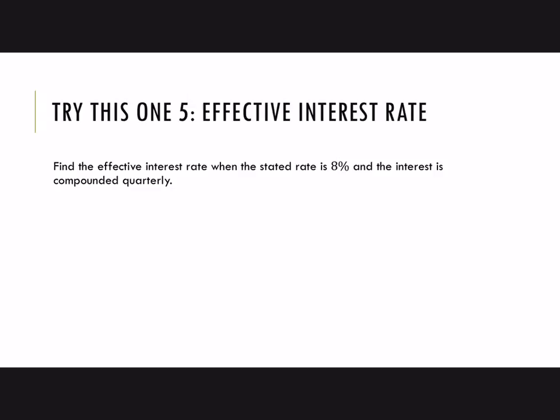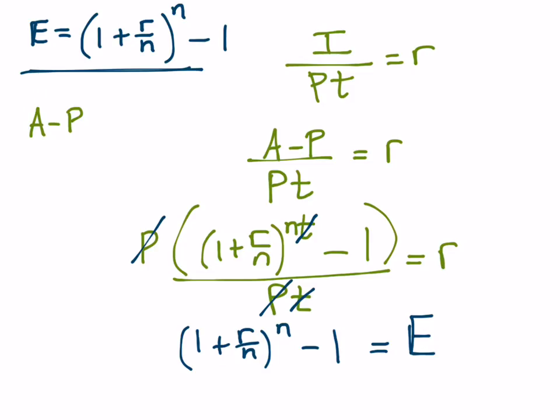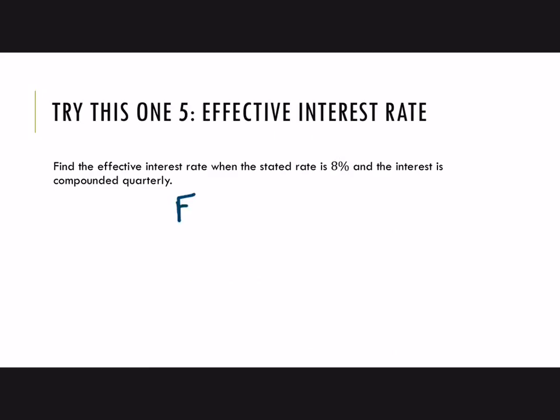Find the effective interest rate when the stated rate is 8% and the interest is compounded quarterly. Okay, so we have effective interest rate is 1 plus r over n to the n minus 1. Now the other nice thing you might notice about this formula is that it doesn't use any principal amount of money, so you no longer have to have a specific dollar amount in mind when you want to find the effective interest rate. All right, so that helps if you're comparing financial institutions, and you might have that question, well what if I invest more money? Would that make a difference for the interest rate? And we can see from this formula that the effective rate doesn't depend on the amount of money that's invested.